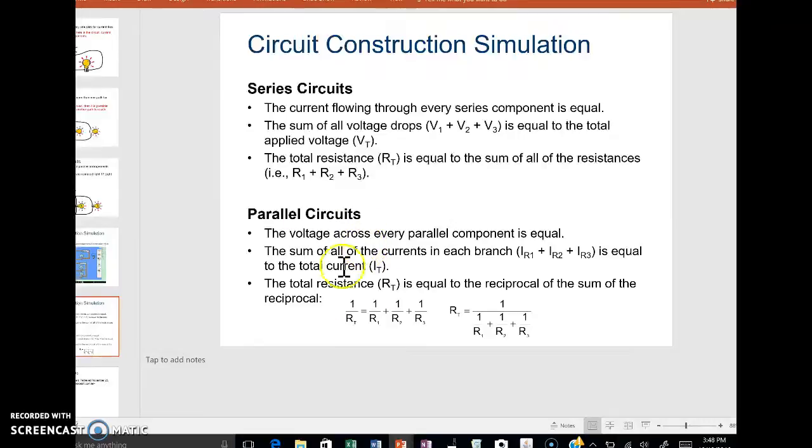Okay, so for a parallel circuit, remember the voltage across each component is equal. So think about the Christmas lights, right? The voltage across every Christmas light is going to be the same. It doesn't matter if you remove one or add one. And then the sum of all the currents in each branch is equal to the total current. So remember how we added each of the different branches, and that equals the total current going through the battery.